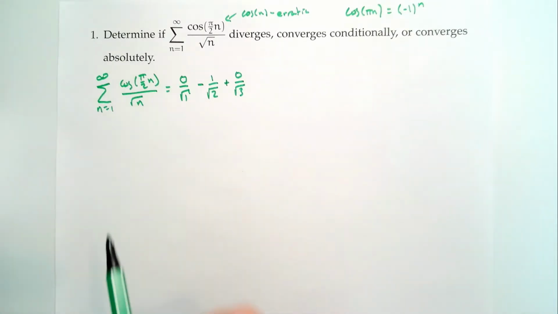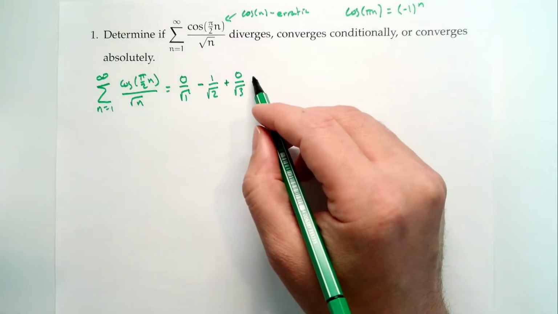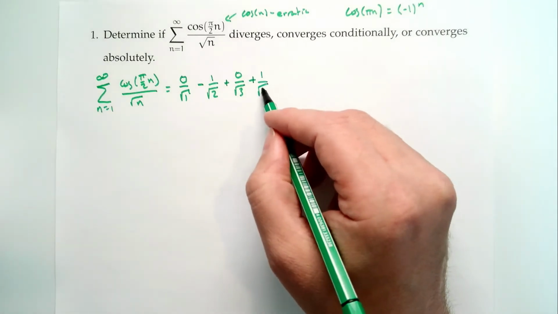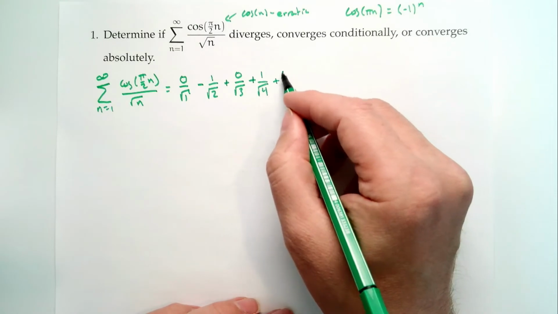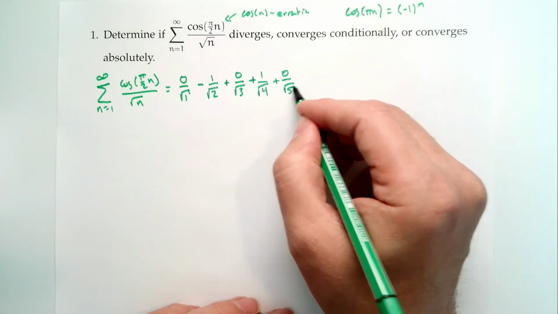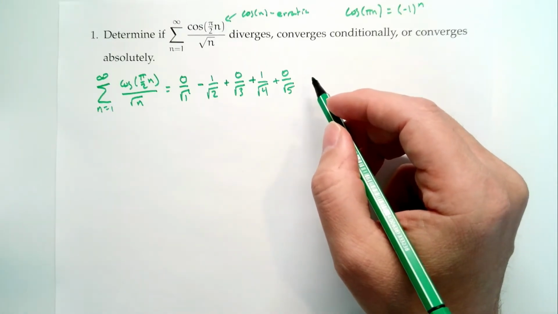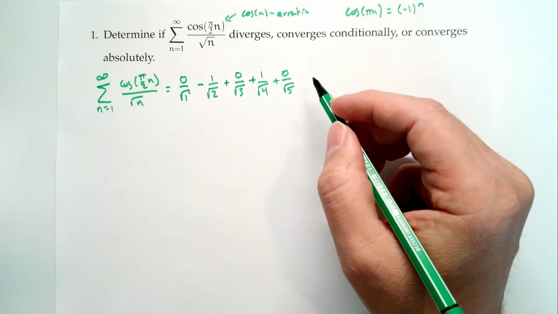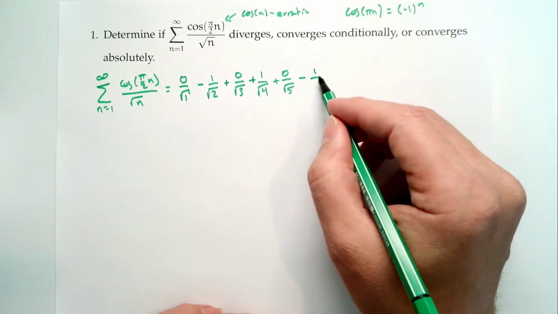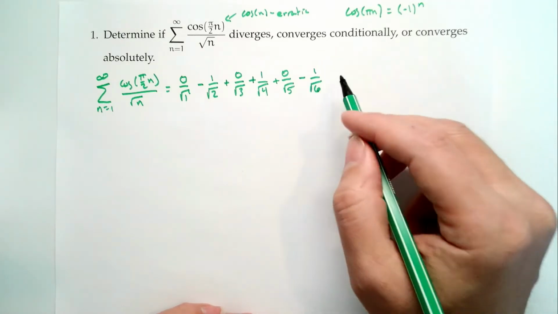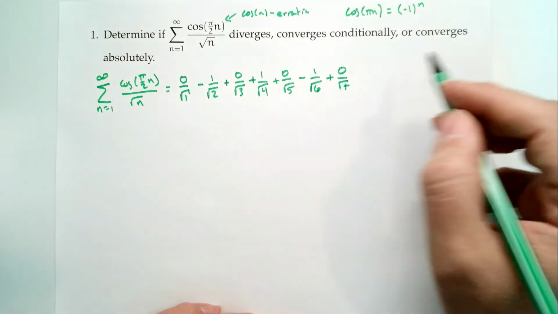Okay, how about n equals 4? Cosine 2 pi, well, that's +1 over root 4. Cosine 5 pi halves will be a 0 again, so 0 over root 5. Cosine, let's see what we're up to, 6 pi halves. Well, that's the same as cosine of 3 pi, which is really the same as cosine of pi. So that's a -1 over root 6. 7 pi halves, back to 0 again. And so forth and so on.